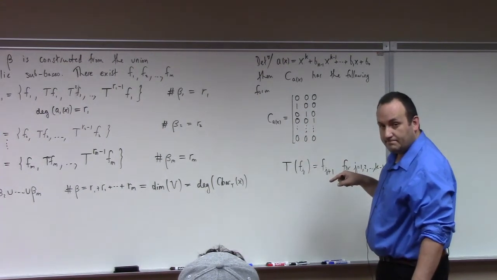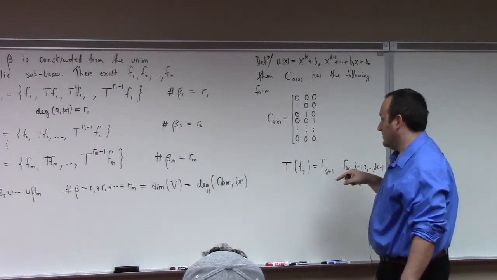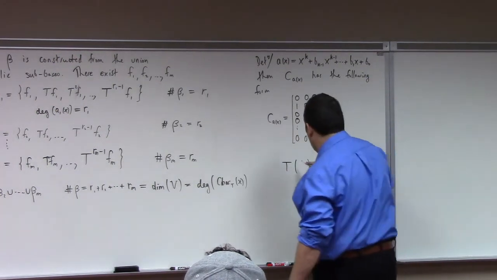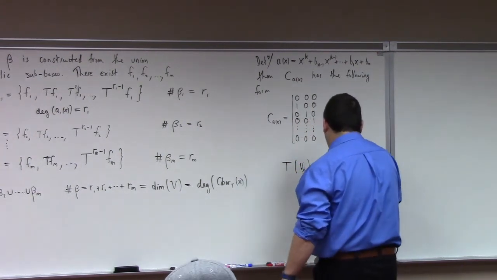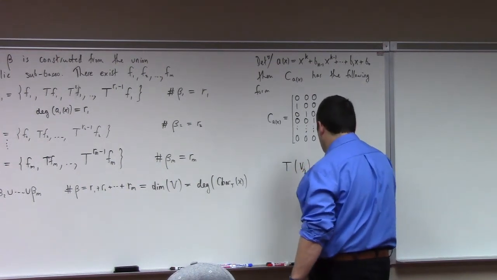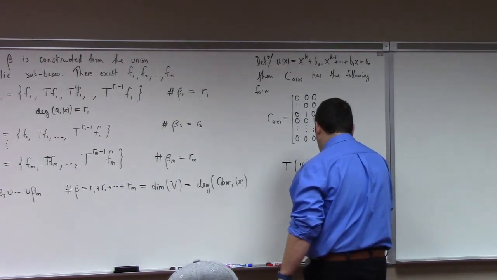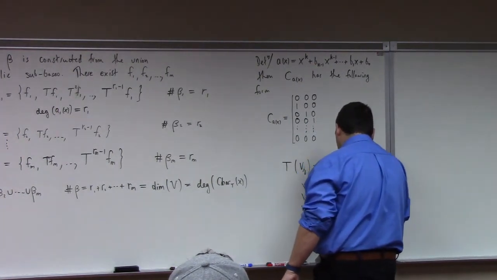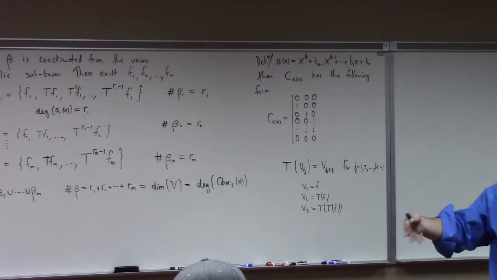Yep. So are you saying it's not like F1 from beta 1 and F2 from beta 2? The Fj and Fj plus 1 are talking about things in the same basis? Oh, yeah, I'm sorry. Vj plus 1, where I'm thinking of V1 like F, and V2 like T of F, and V3 like T squared of F. Let me strip off the, I want to talk about a generic one of these.